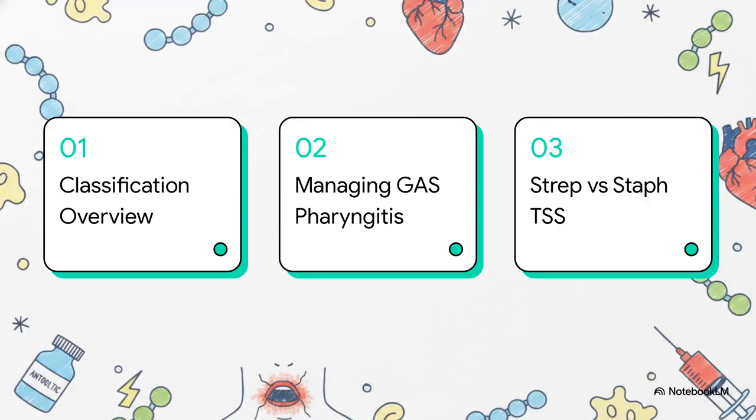So here's our roadmap for today. 1. Streptococcal classification overview. 2. Managing GAS pharyngitis. And 3. A high-stakes head-to-head of strep versus staph toxic shock.